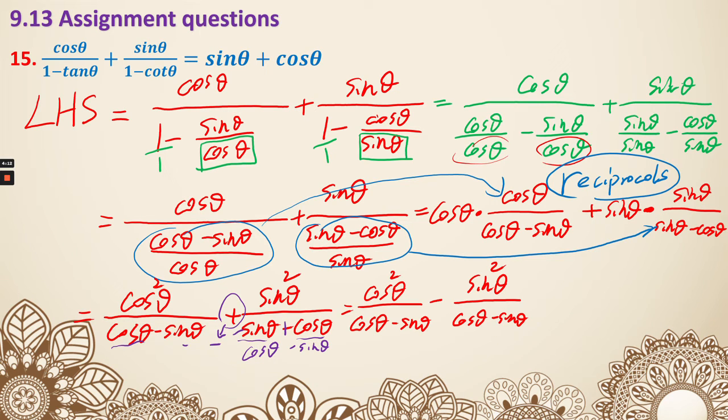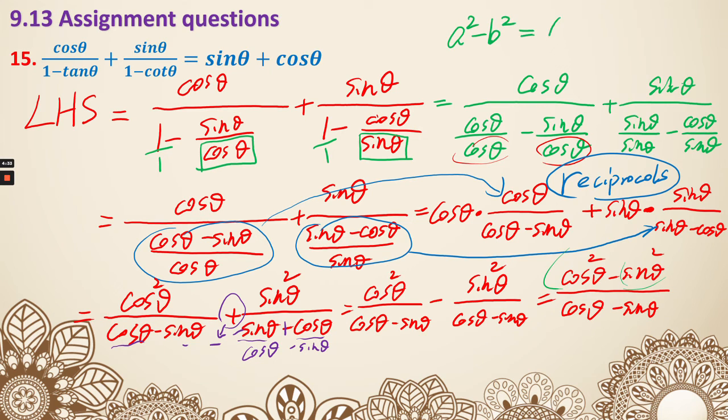So now I can put them into the same fraction. You see I have cosine theta squared minus sine theta squared all over cosine theta minus sine theta. The top, I have perfect square minus perfect square. If you forgot, a squared minus b squared can be factored as a plus b times a minus b. So I can rewrite the top as cosine theta plus sine theta times cosine theta minus sine theta.